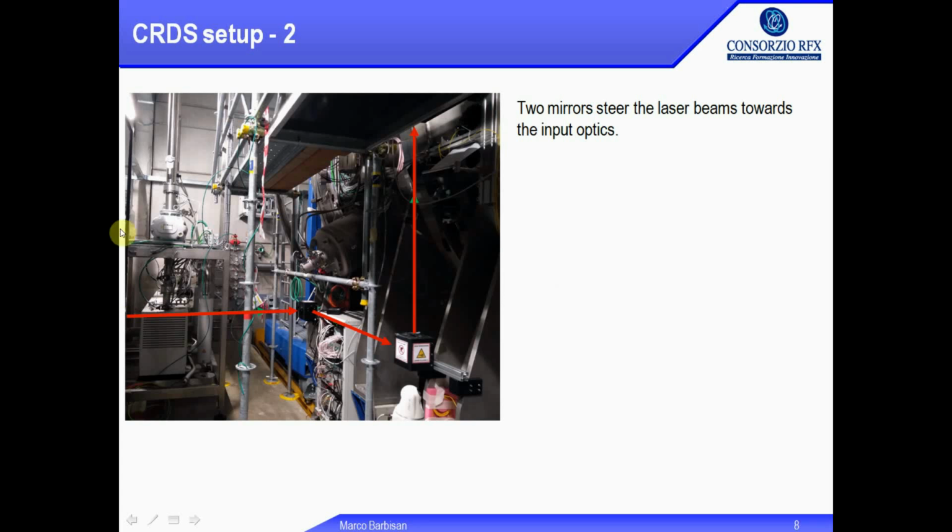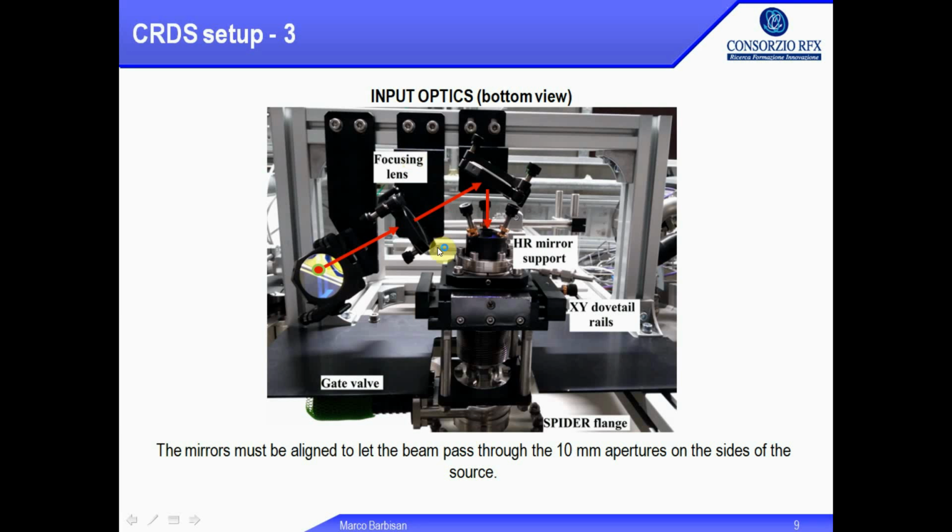So the two laser beams are co-aligned, they exit from the concrete wall of the bioshield, they reach the vacuum vessel of SPIDER, and thanks to two mirrors, they reach the main optics on the input side to enter the optical cavity.